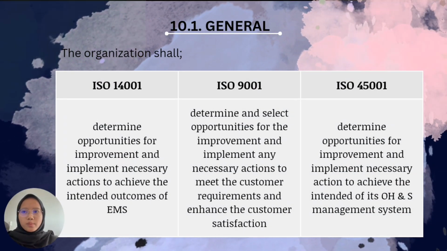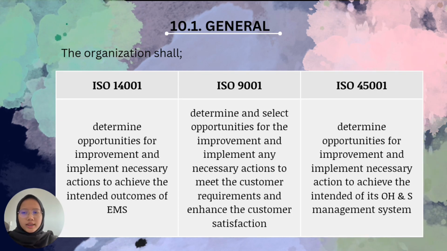For subclause 10.1 general, ISO 14001 and 45001 have the same content, which is that the organization shall determine opportunities for improvement and implement necessary actions to achieve the intended outcomes, while for ISO 9001 the organization shall determine and select opportunities for improvement and implement any necessary action to meet the customer requirements and enhance customer satisfaction.